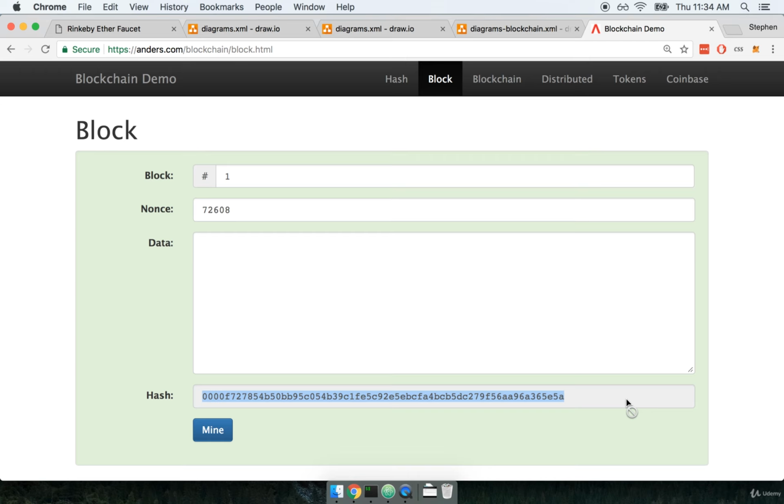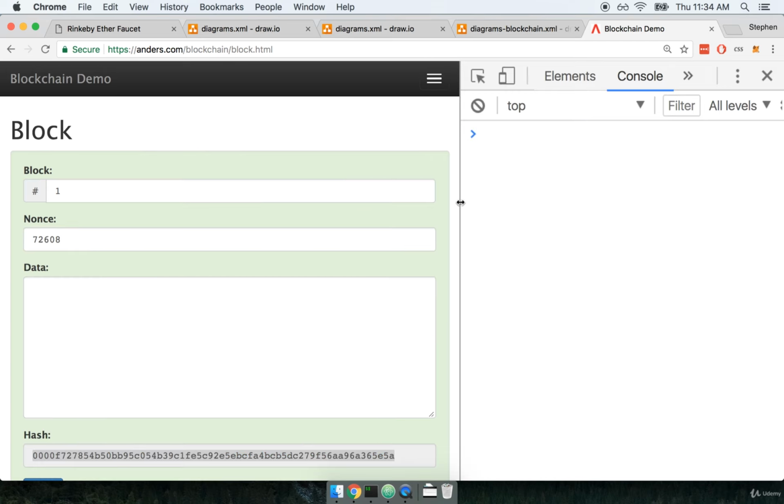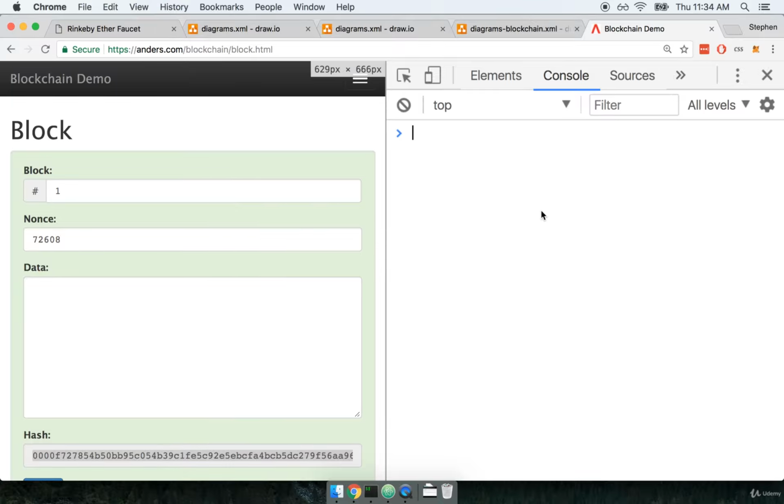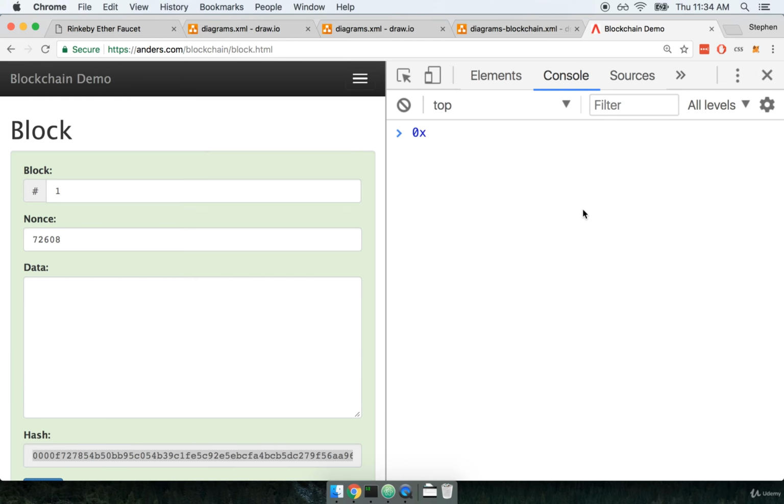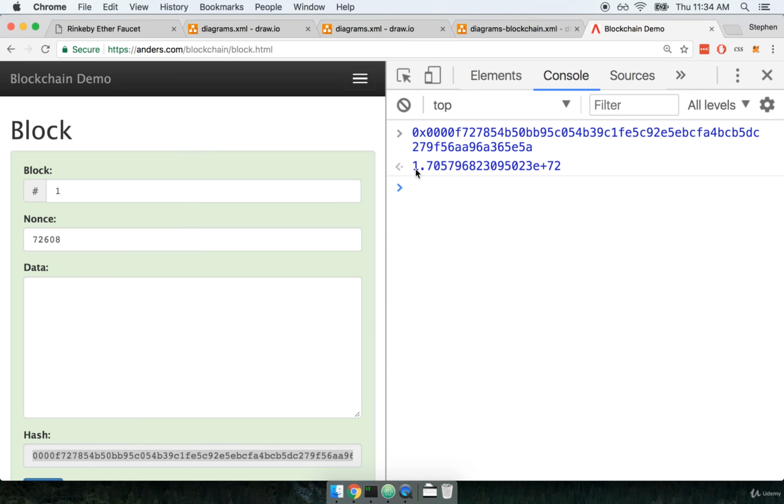So I can copy the hash, I can open up my JavaScript console in the browser, I can place a 0x, which instructs JavaScript that I'm about to place a hexadecimal number, and then paste the hash, and then press enter. So you'll see that this really is a base 10 number right here. We can think of the hash as being a number.